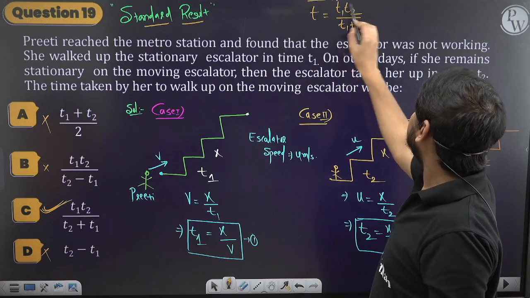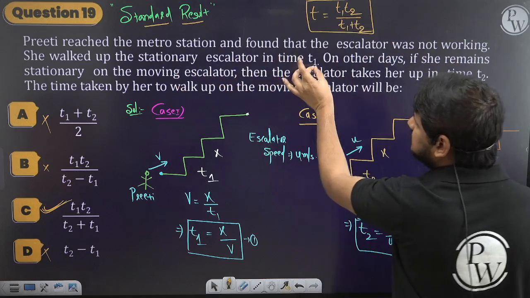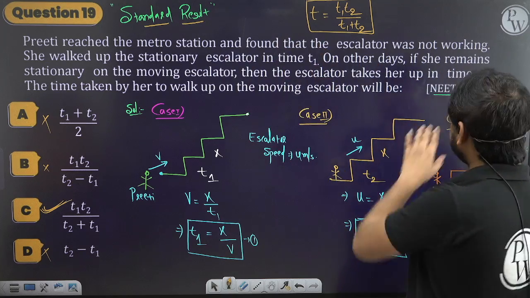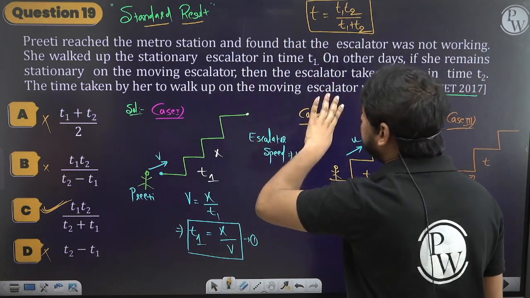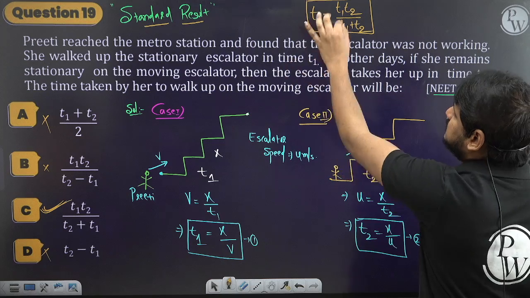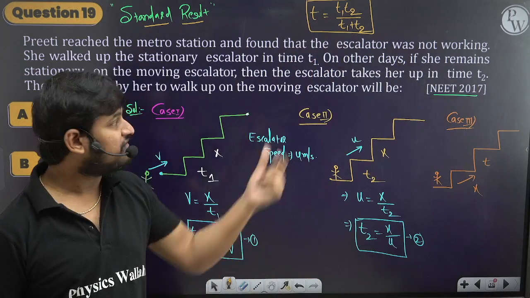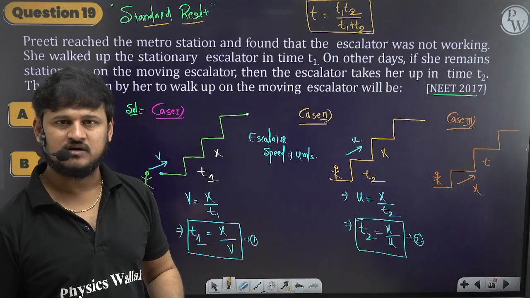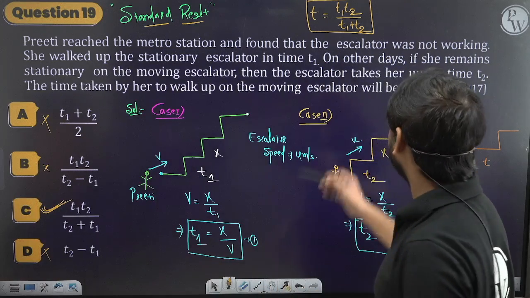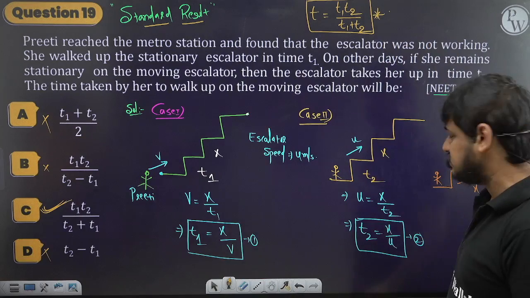Whenever they mention the values, let's suppose she reaches in 10 seconds one day, and on the other day she reaches in just 8 seconds. Then find the time when she is walking and the escalator is also moving. Directly you can substitute the T1, T2 values in the given formula. Understood, guys? Instead of going through the entire procedure, you can just remember the standard result. Done? Let's move further.